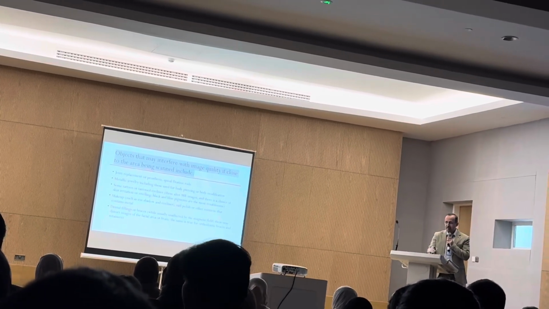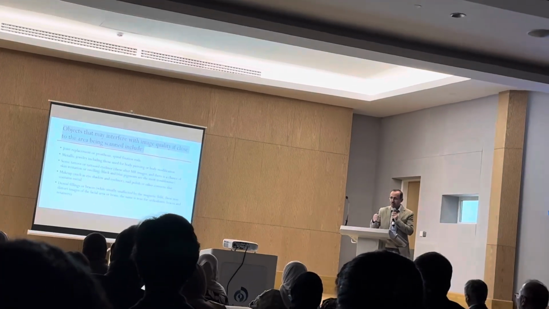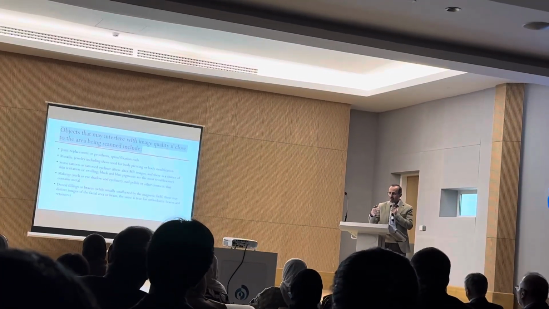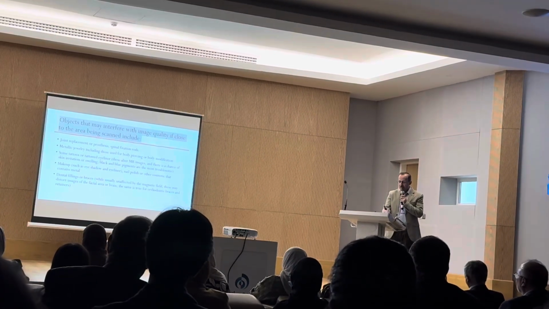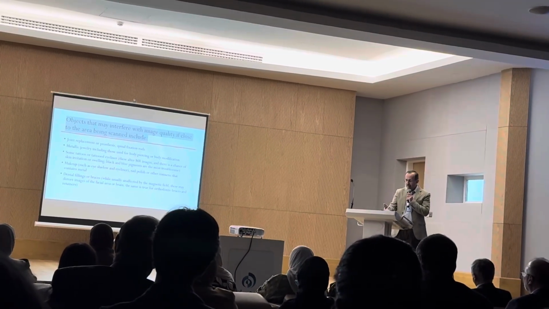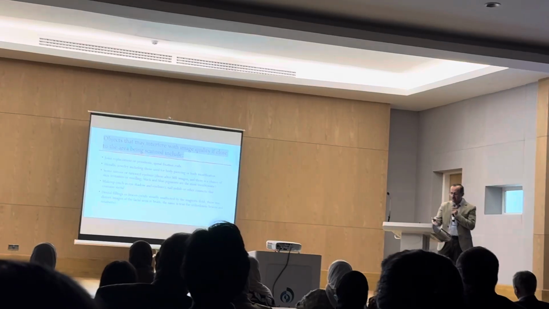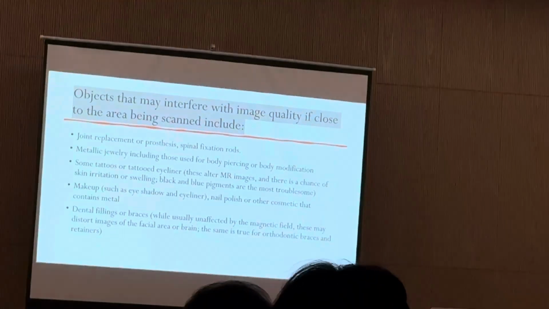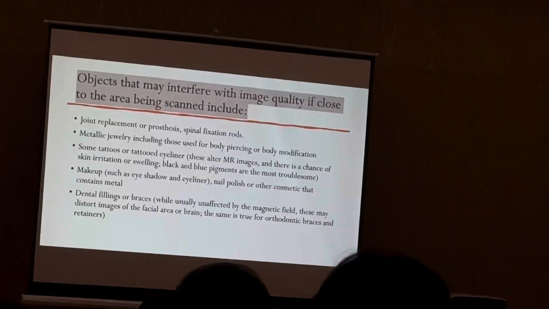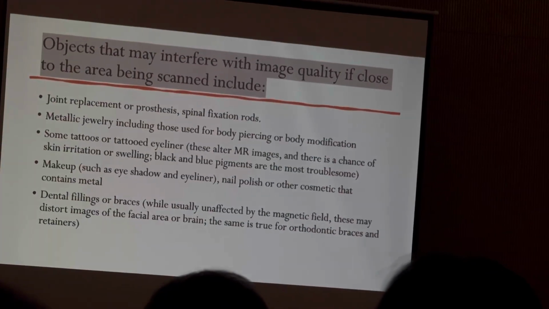And the third type of contraindications is not absolute, but we take it into consideration because it will affect the quality of the image. Joint replacement, prosthesis, internal fixation rods of the spine, metallic jewelry, tattoos will heat with MRI, because of the metal component in the pen or the ink, makeup, and dental fillings.